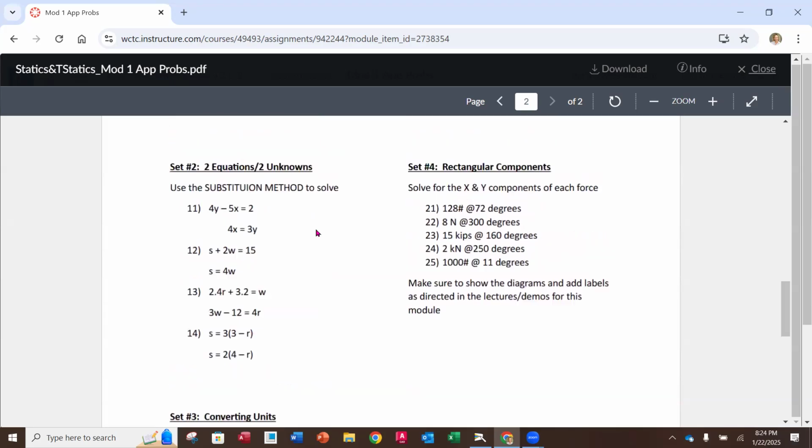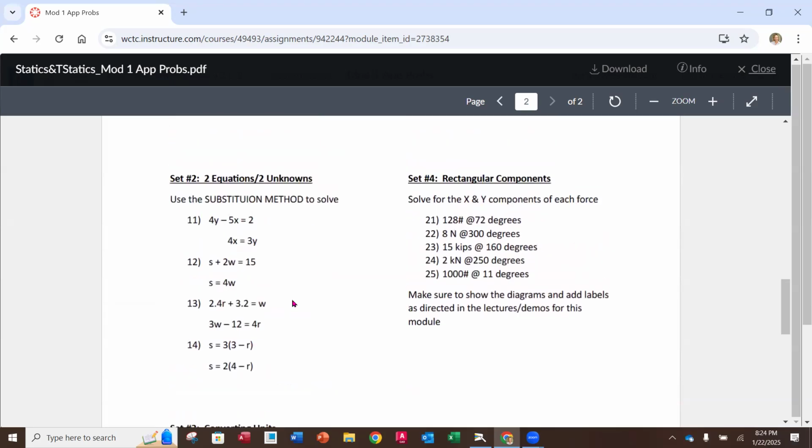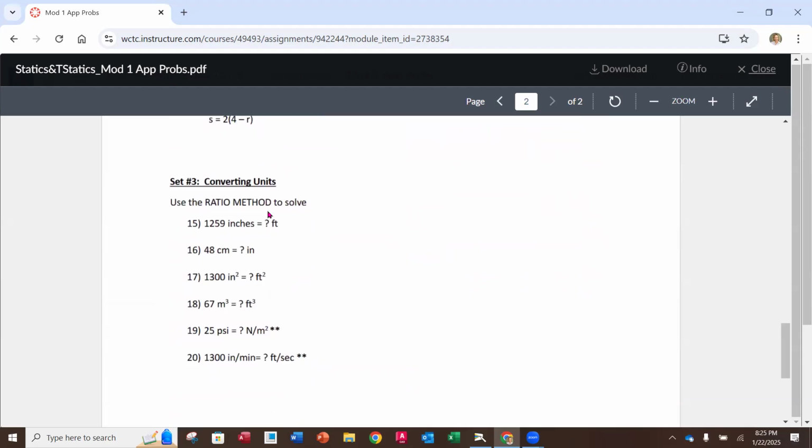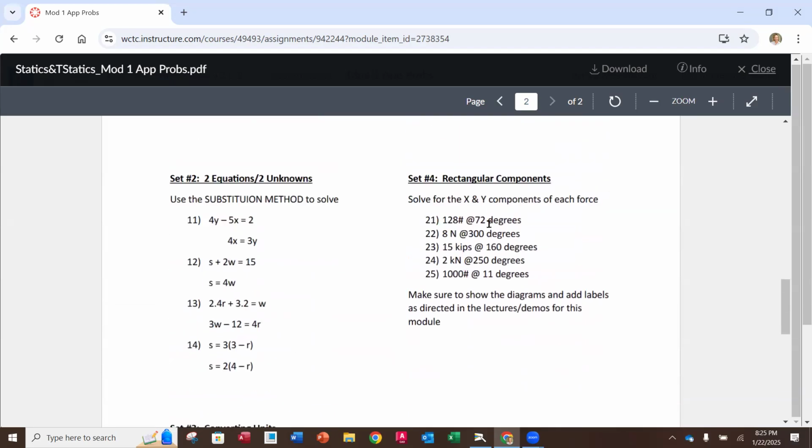Then if we look at set number two, this is 2 equations, 2 unknowns. There are 4 problems to do here. Same substitution method. Don't do it in any other way. Set number 3 is going to be unit conversions with the ratio method that we showed tonight. And then lastly, a couple more rectangular components, in that very same format that we looked at this evening. So those are the application problems.